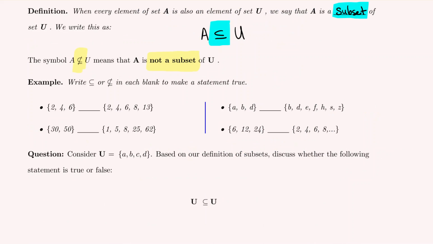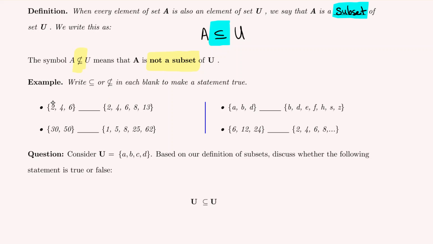So let's go through a few examples. We will write either "is a subset" or "is not a subset" in each of these statements in order to make them true. Let's look at our first one. We have the set whose elements are 2, 4, 6 on the left, and the set whose elements are 2, 4, 6, 8, 13 on the right. So let's assess whether we could apply the subset relationship here. Remember, something is a subset if every element in the one set belongs in the other.